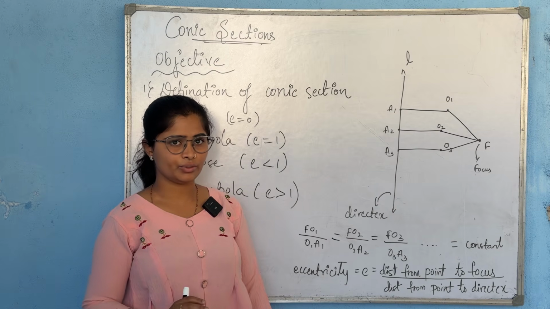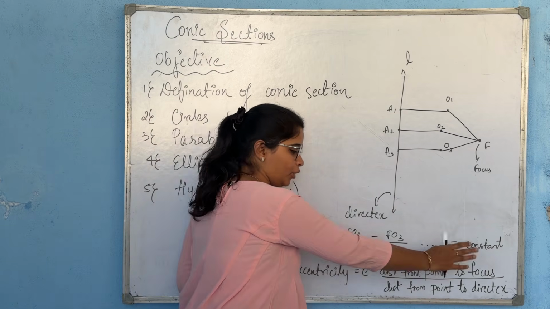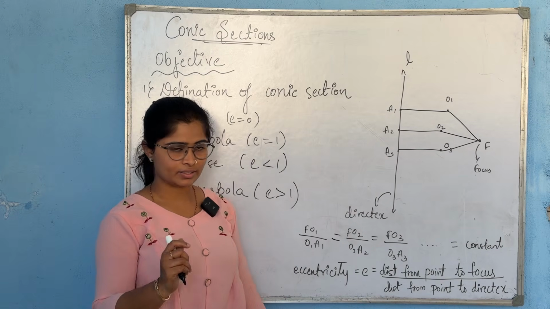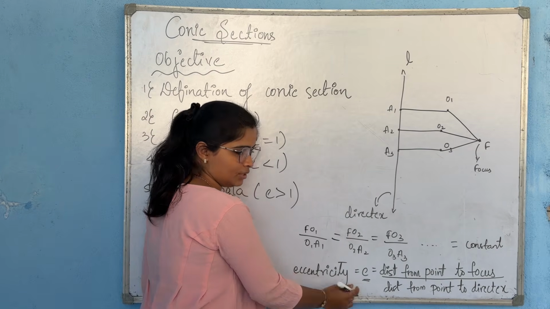I hope this is clear to you. This distance from the point to focus divided by distance from point to directrix is called as eccentricity, which will be denoted by e, small e.